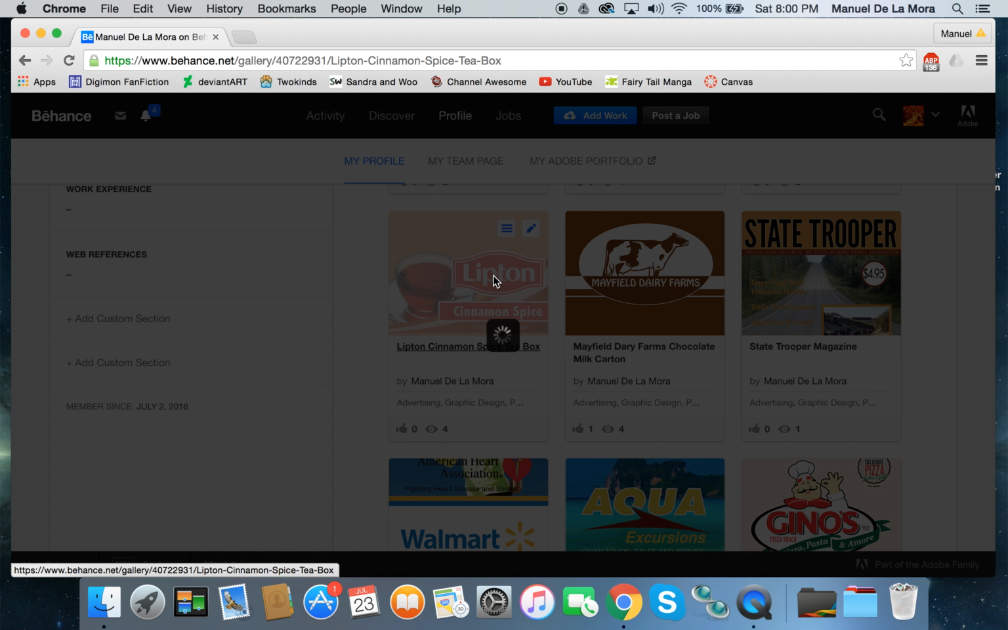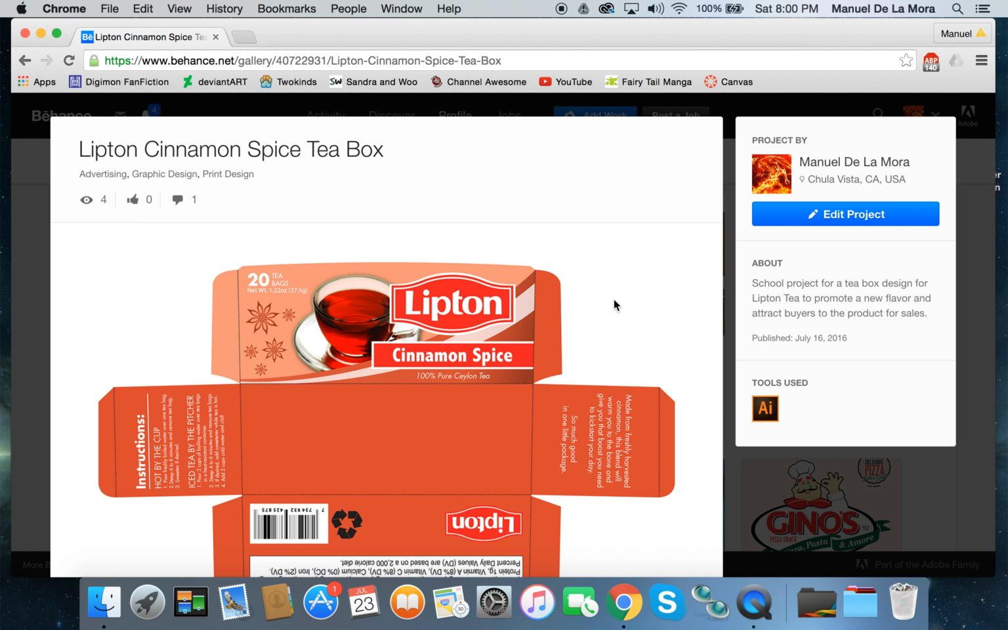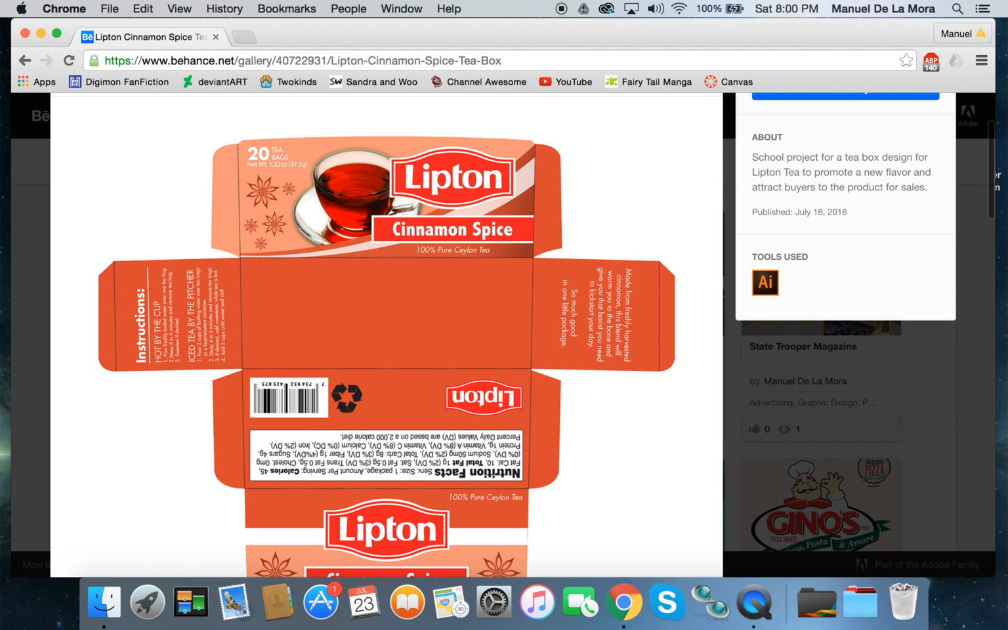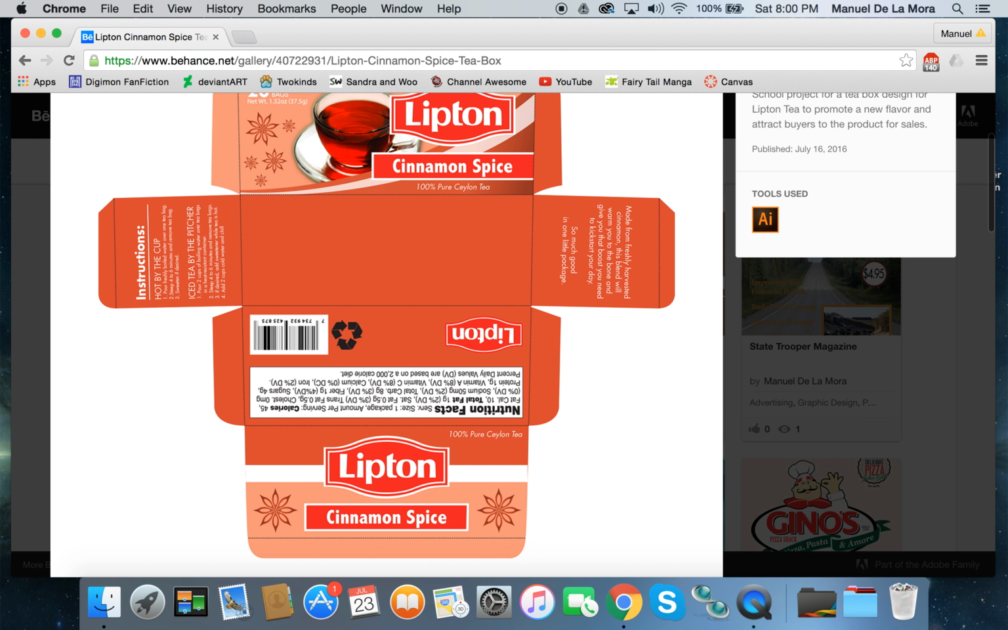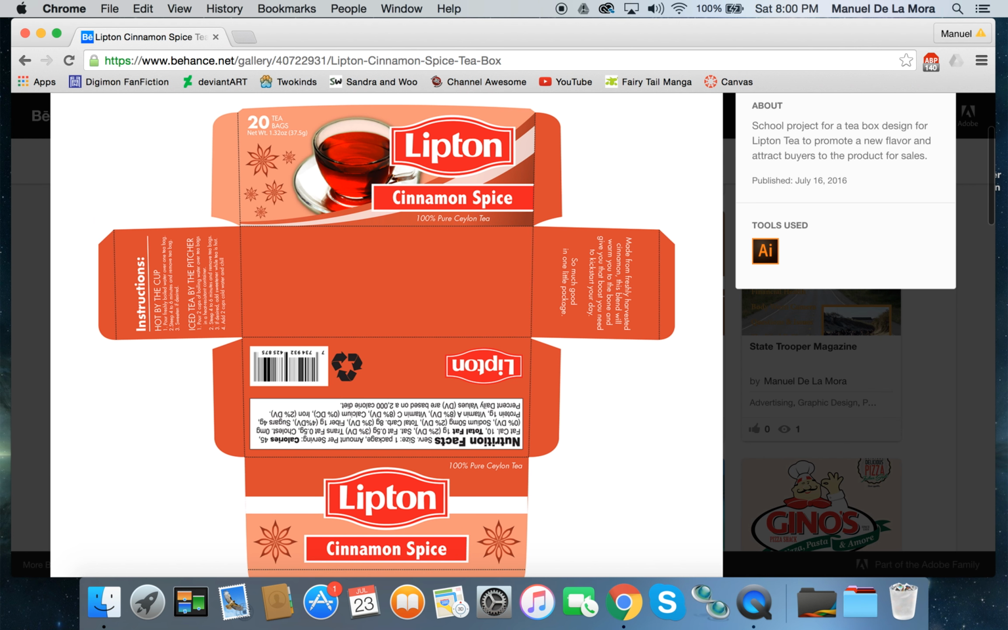And finally, we have a tea box design for Lipton tea. Now, I'm not sure if cinnamon spice is a real flavor. I just made it up on the go. But with that being said, I wanted to incorporate the feeling of cinnamon, the warm spiciness it has. That's why I used a predominant amount of red throughout the design.